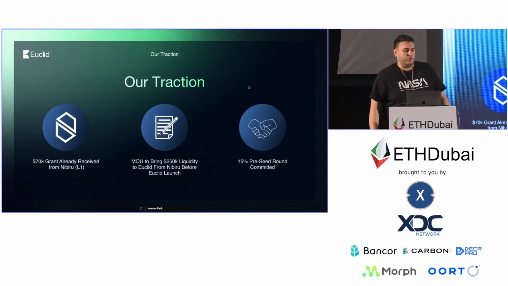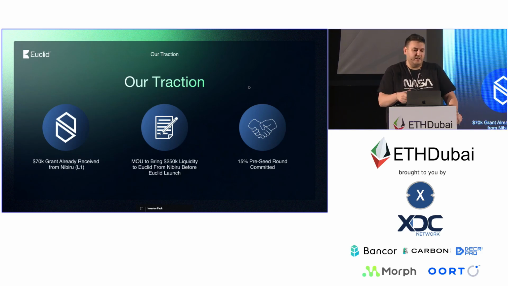Now, our traction: as we said, we already got a grant from Nibiru. They will also have an MOU to bring between 250K and 1 million of liquidity as soon as we launch. And we have now reached 40% of our pre-seed committed. We are also finalizing partnerships with other chains, so we can launch with as many chains as possible.